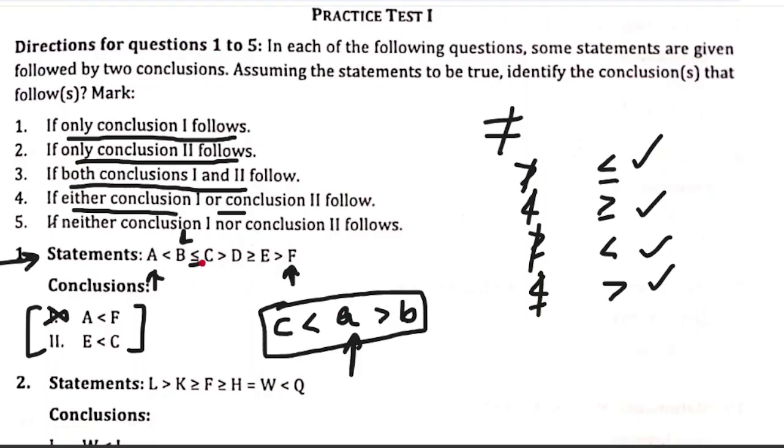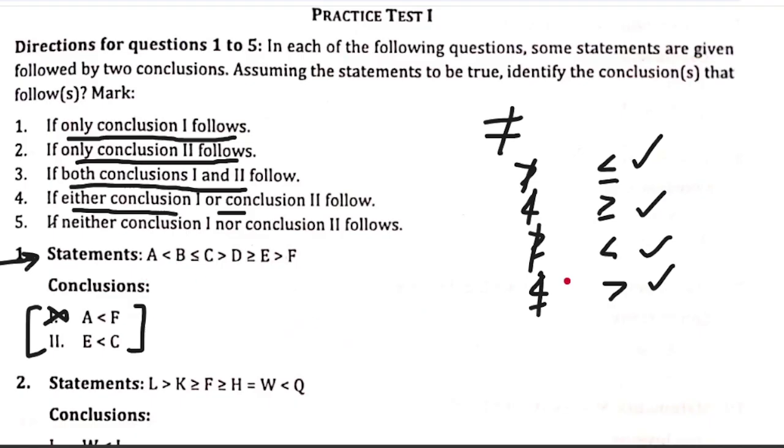The second, E less than C. So when we have E less than C, now I have E and we have C here. Now I can see C is greater than D and D is greater than or equal to E. So there are two cases. One can be C greater than D, D greater than E.